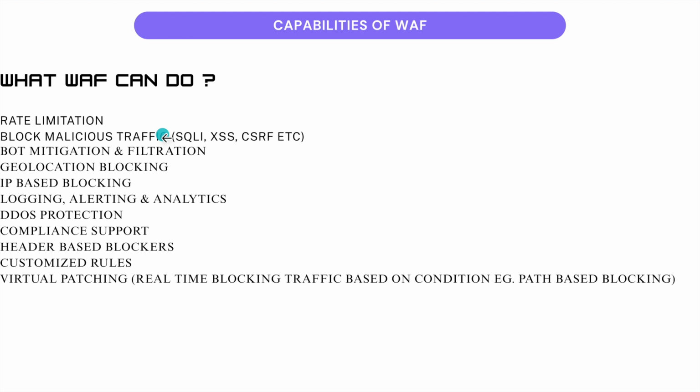Beyond that, if somebody is trying to scrape your website, you can block the requests coming from that source traffic. Then if you have malicious traffic, doing some kind of SQL injection, cross-site scripting, cross-site forgery, etc., those kinds of things can be automatically blocked with the help of filters and rules at the WAF layer. The next is bot mitigation.